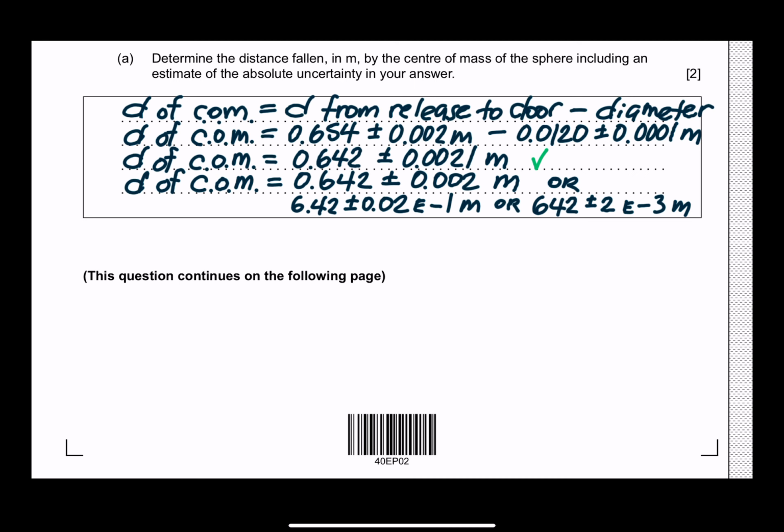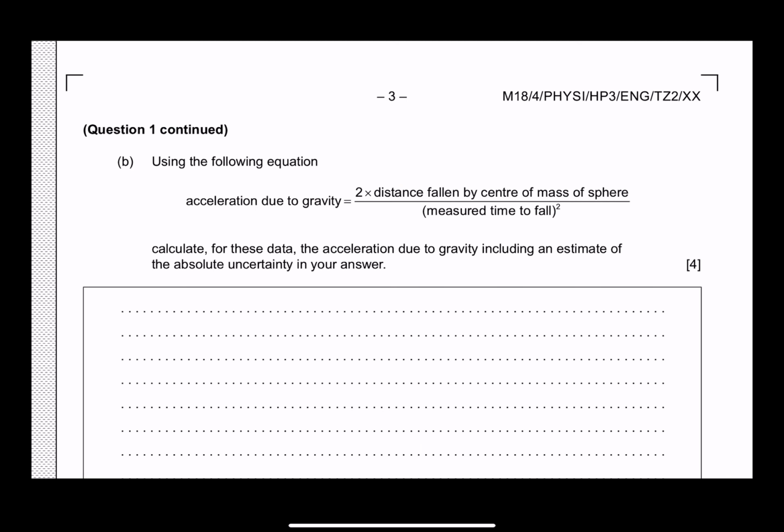All right. And we have ourselves an equation for acceleration due to gravity, and we are going to calculate acceleration due to gravity while also processing the uncertainty. So it's kind of similar to the previous question. Let's go. 2 times the distance to the center of mass over the time to fall squared. Oh snap, all this time I'm using D for distance and displacement. I should have been using S. That's my bad. You're just going to have to forgive me.